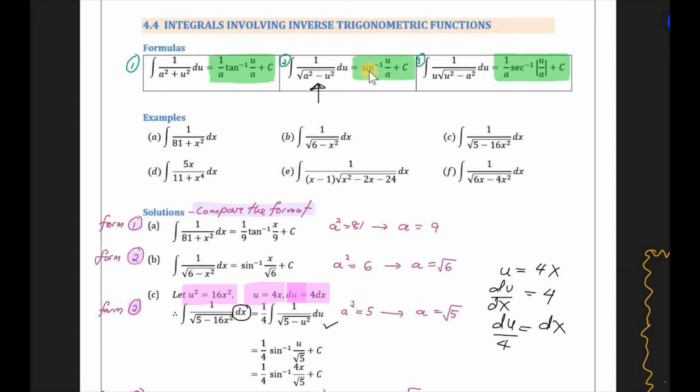The answer for that integral is inverse sine U over A. So U over A is U over square root 5. But don't leave your answer as a variable U. So replace back your U. U was 4x. And that is our final answer. Easy, right?